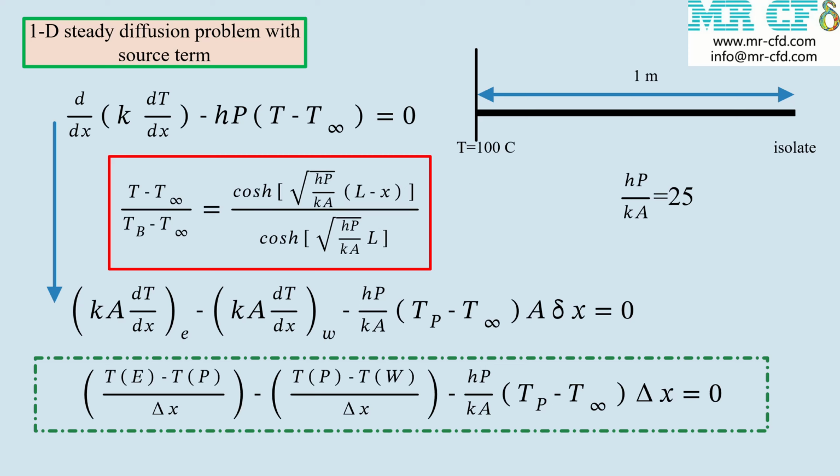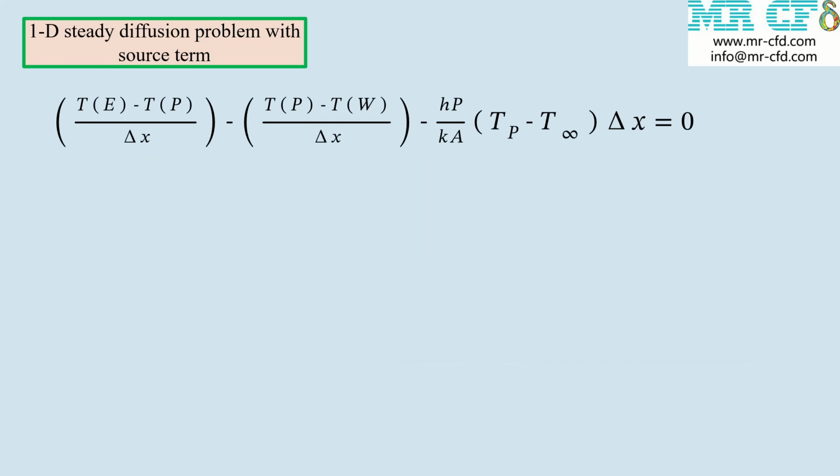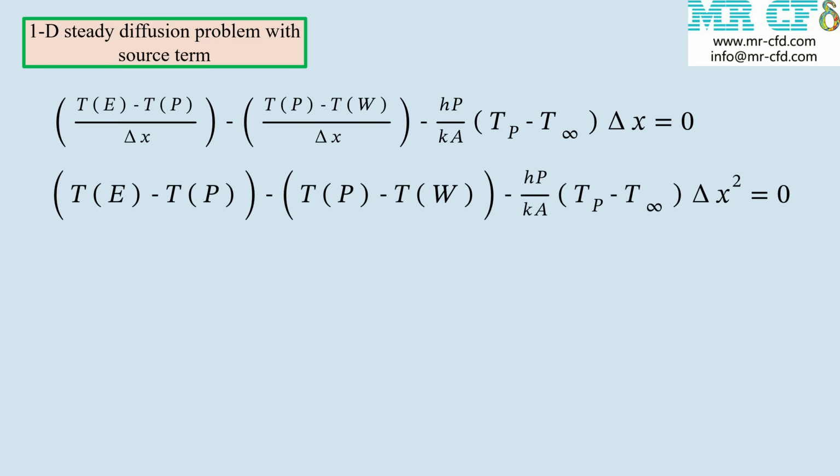And then for the first two terms, again, we can discretize with the central scheme, like the previous section, and the third term doesn't need discretization. So the algebraic equation is obtained. By multiplying the equation by delta X and rearranging, this form will result. In the following, the final algebraic equations are listed.